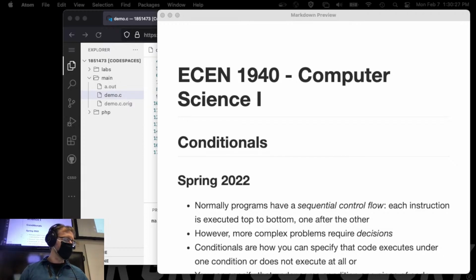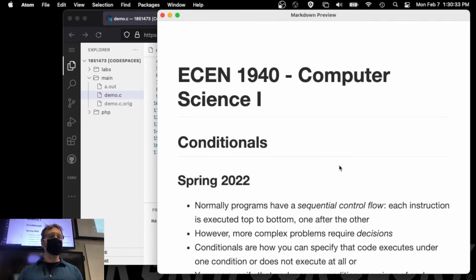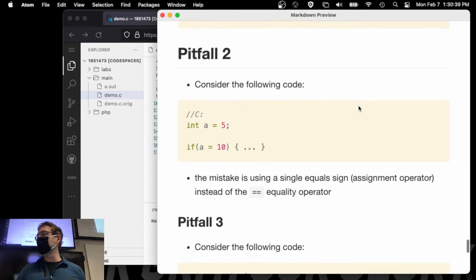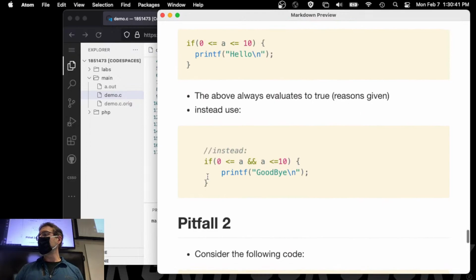Otherwise, let's make sure that the audio is working. Yep, good. All right, so to review where we left off last time, we did a bunch of if, else if statements and also conditionals. But we also covered some pitfalls, right? You can't use a range of values. You have to split that up using a conjunction here.